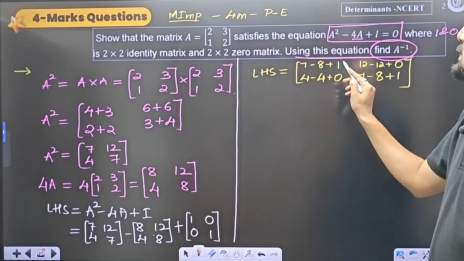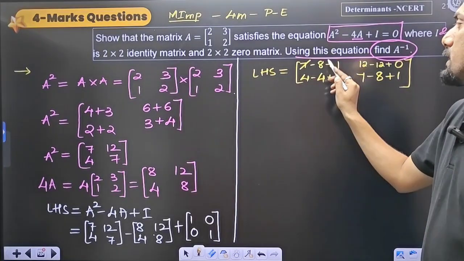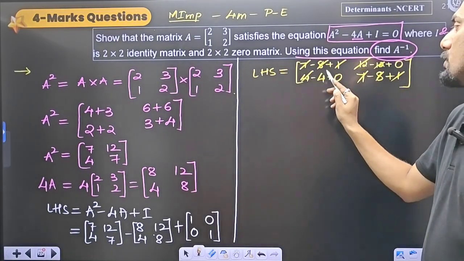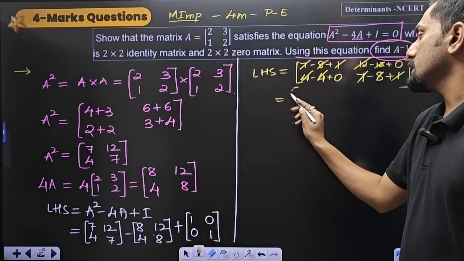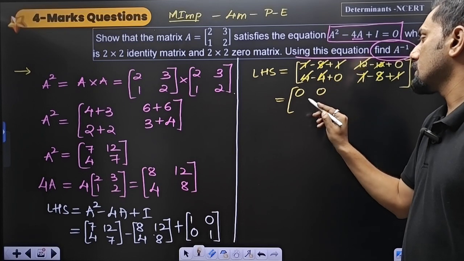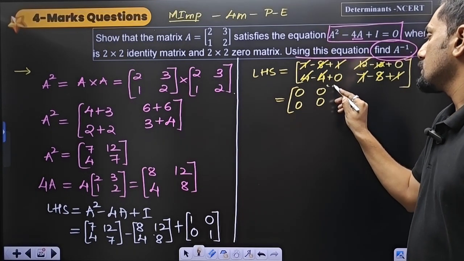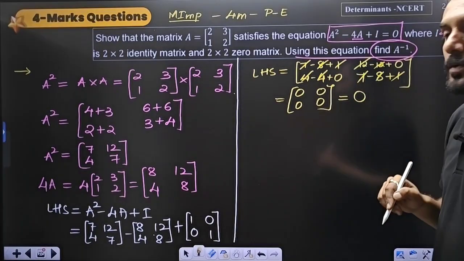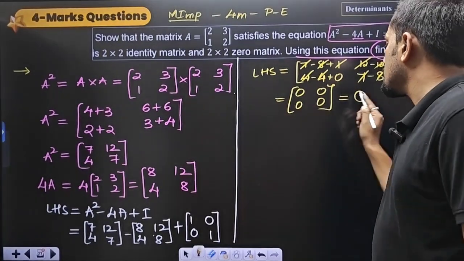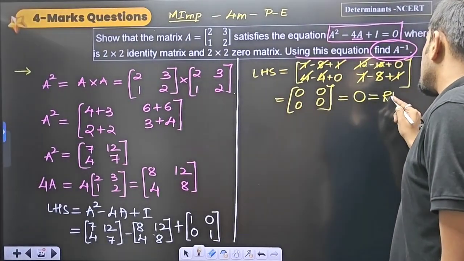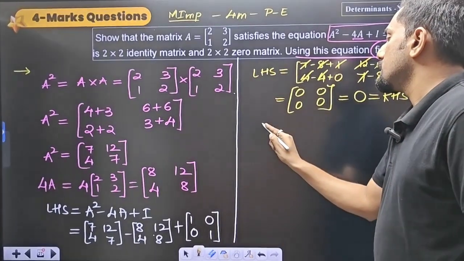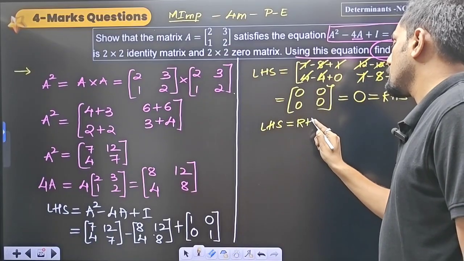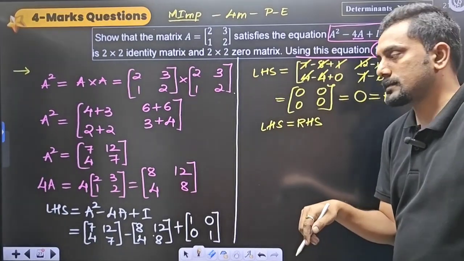So 7 plus 1 is 8, 8 minus 8 becomes 0. This and this cancel, 12 minus 12 is 0, 4 minus 4 is 0. So this becomes 0, 0, 0, 0, which is nothing but the zero matrix, denoted by O. And that is nothing but RHS. Thus we have proved LHS equals RHS. If you write this much, then you will get 2 marks.